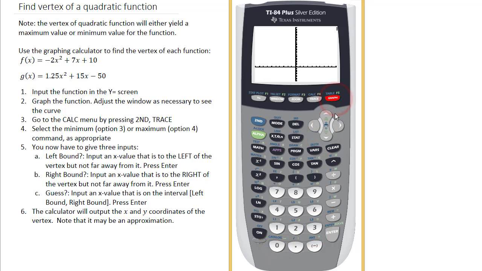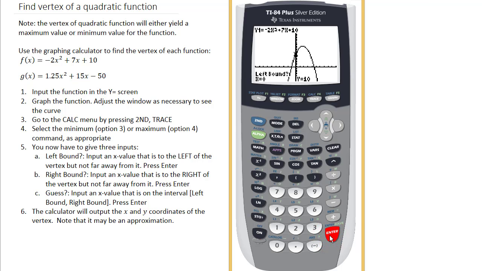And regraph it. And now I can clearly see the vertex. Notice that the vertex is a maximum point on the curve. So let's go to the Calc menu by pressing Second, Trace. Second, and the Trace button brings up the Calc menu. And remember that the vertex in this case is a maximum point. So I will go to the fourth option, Maximum, and press Enter.